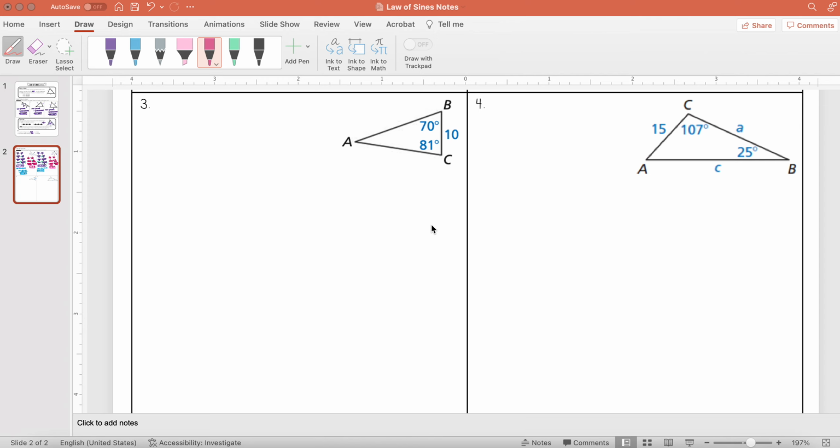For these two examples, we're going to be looking at solving a triangle using law of sines when we're given two angles and one side. And so looking here, I see I have triangle ABC, and I have these given measurements.